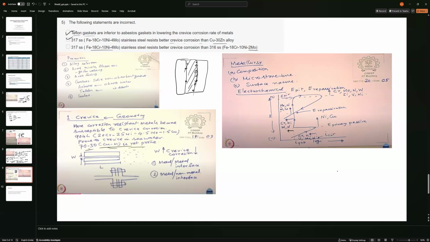So if I critical is lower, it's easier to passivate. If a metal has something like this, and inside the pit you are in the active region, somewhere over here, suppose you're here, you won't have passivation, whereas in this alloy you cross the critical current density and you'll attain passivation.